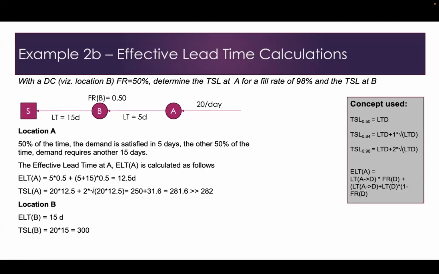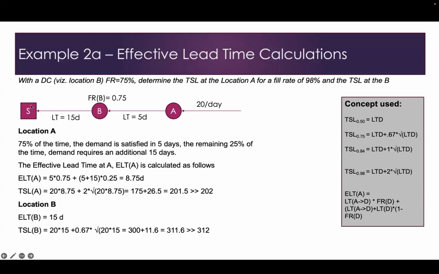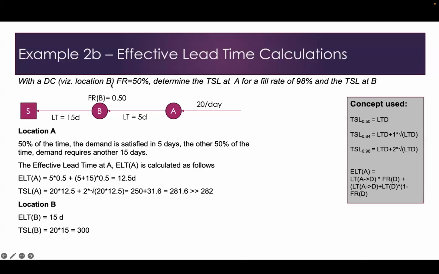Okay. But I have a question here. Why are we doing this 5 times 0.5, adding an extra 5 times 0.5? Because it's 5 days to go from here to here, plus another 15 days to go from here to here. So the effective lead time should be only 5 plus 15 times 0.5, right? Why are we getting an extra 5 times 0.5?